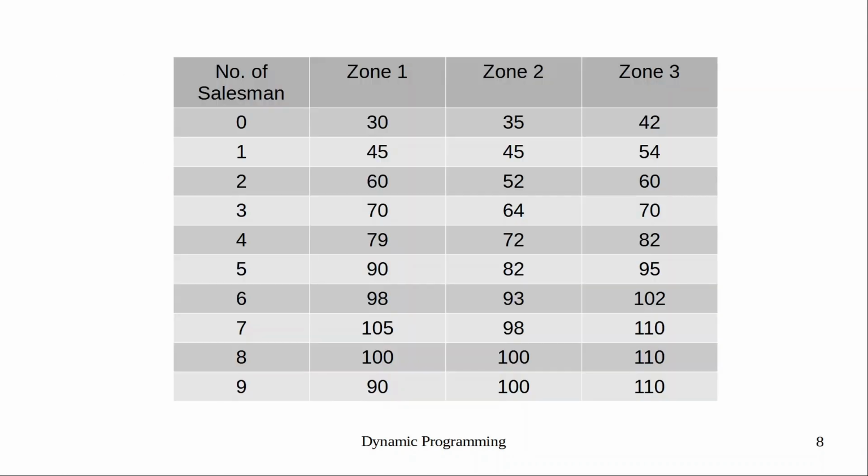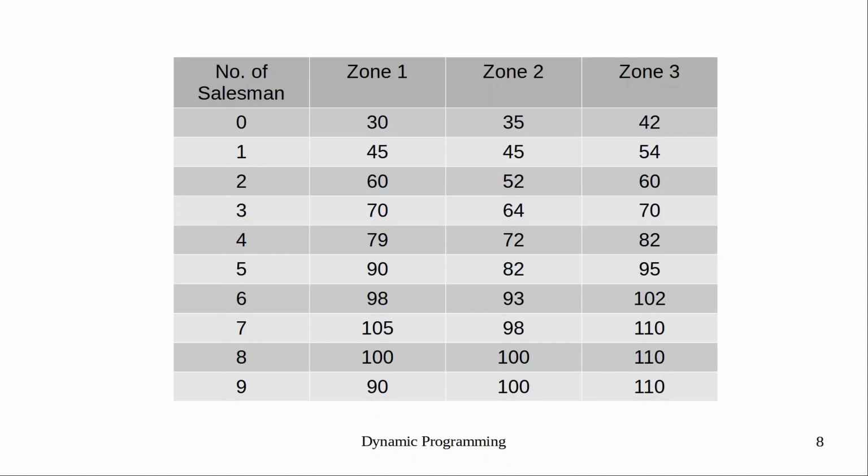So let's take up this problem now. And let's see the similarities between this problem, that is the employment smoothing problem, and the stagecoach problem, and let's solve it. Okay, so what you have is a company needs to allocate salesmen to 3 zones. Now, as you can see here, if you allocate 0 salesmen to the zones, zone 1 is going to be 30, zone 2 is going to be 35, and zone 3 is going to be 42.